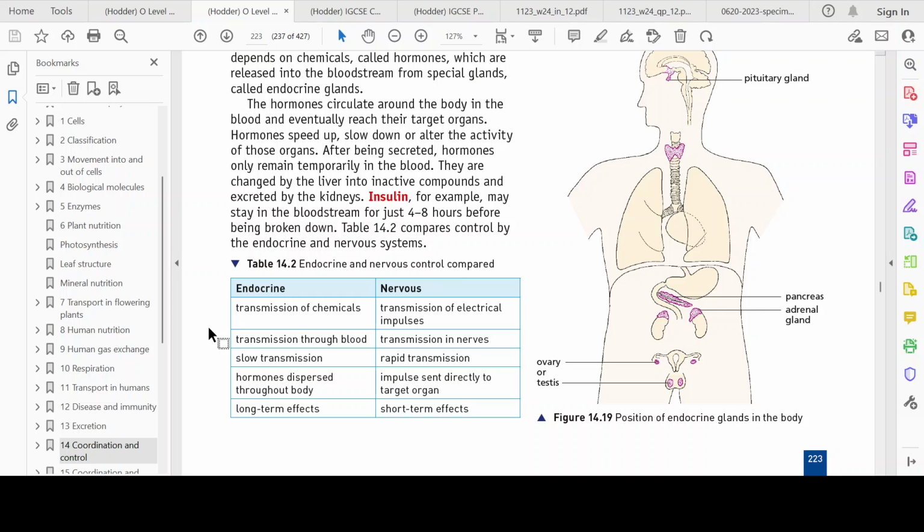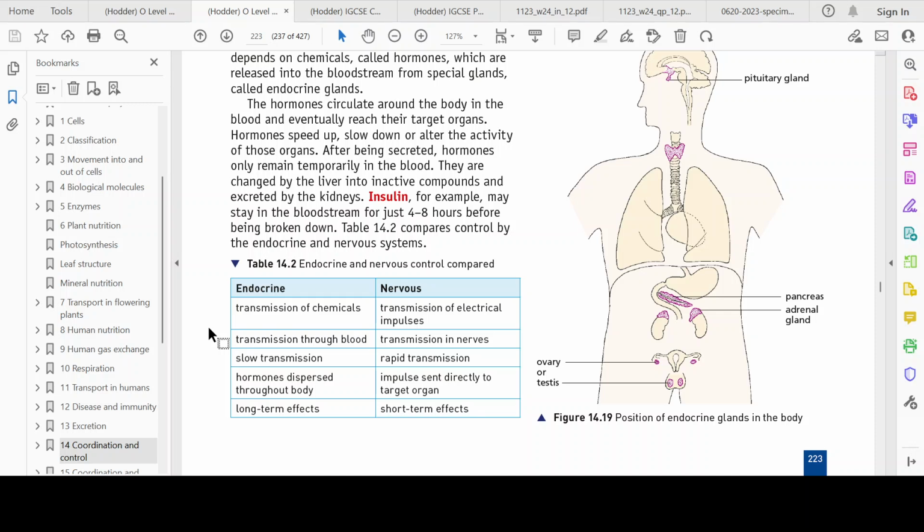Right? For the nervous system, the impulse is sent directly to the target organ, whereas the hormone is dispersed throughout the body. So the effect is localized. They haven't mentioned this in the table. The effect from the nervous system is localized, whereas the effect of the endocrine system tends to be more widespread, right, compared to the nervous system.